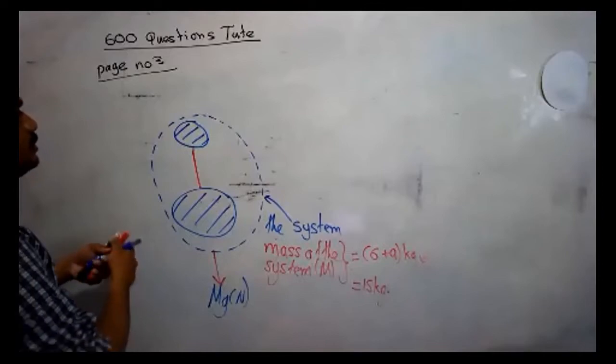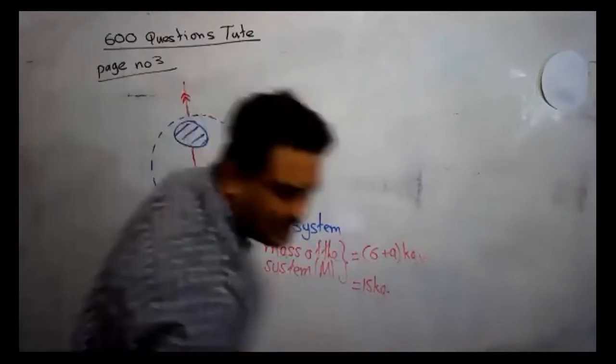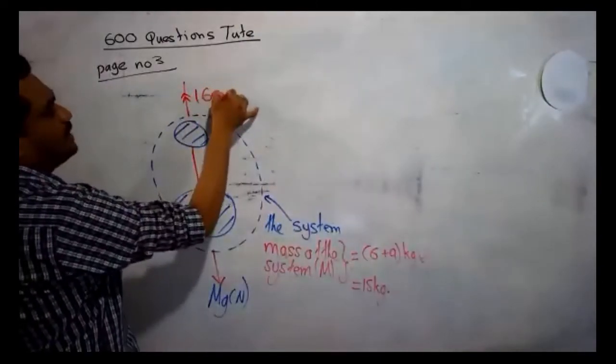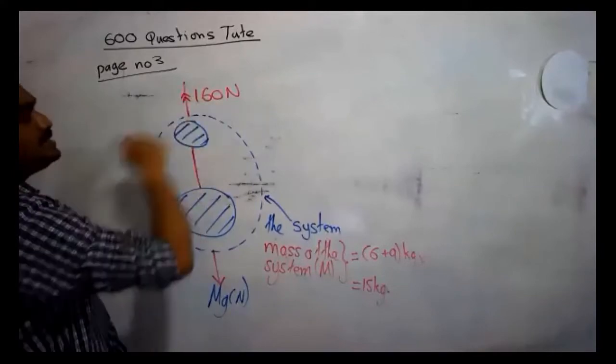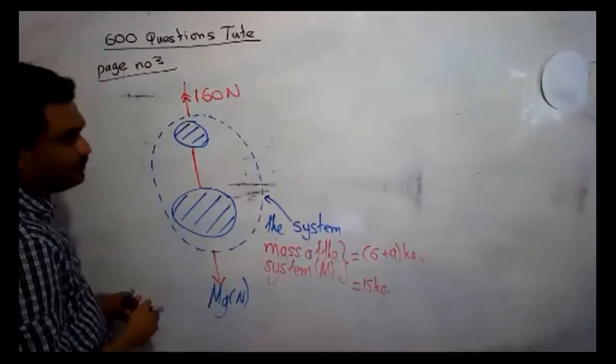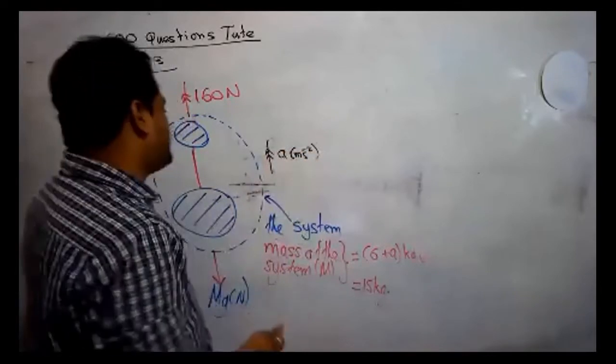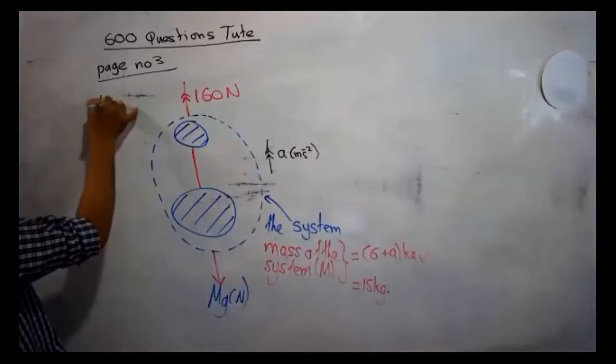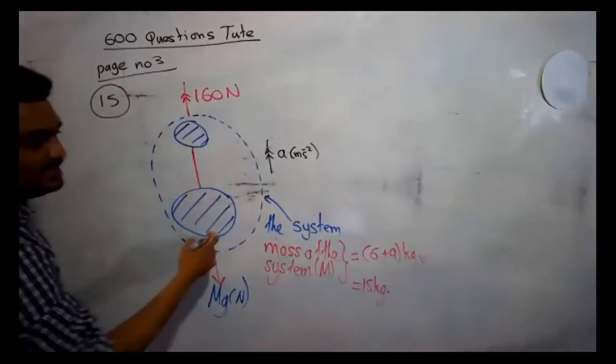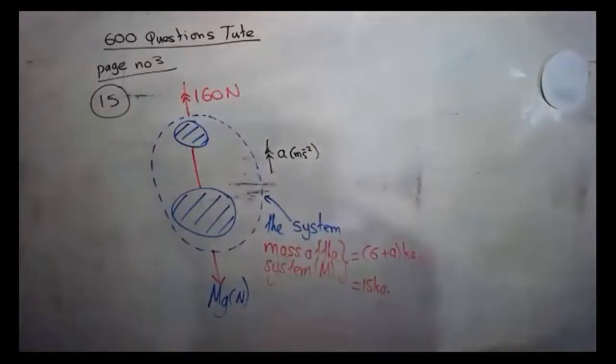The total force acting on the system is given as 160 Newton. Under the influence of 160 Newton and capital Mg force, do not forget to use capital M, the entire system is moving up with an acceleration of simple a meter per square second. I am going to find this simple a. So for question number 15, draw this figure with these dotted lines, indicate it as a system, and write the mass of the system as 6 plus 9. I'm going to consider everything together as a single object. The single object is said to be the system. Draw and write down everything that I have written on the board.